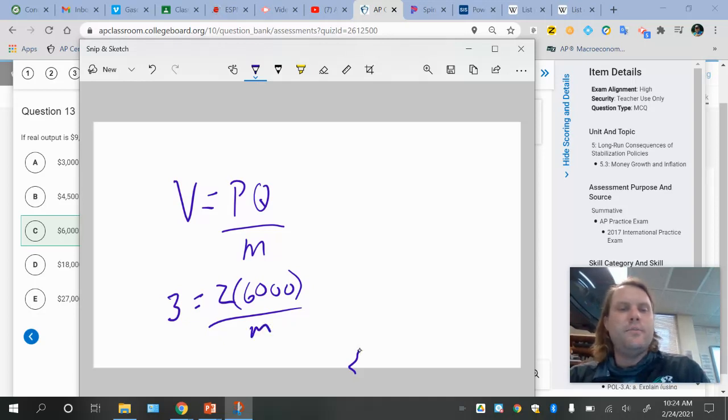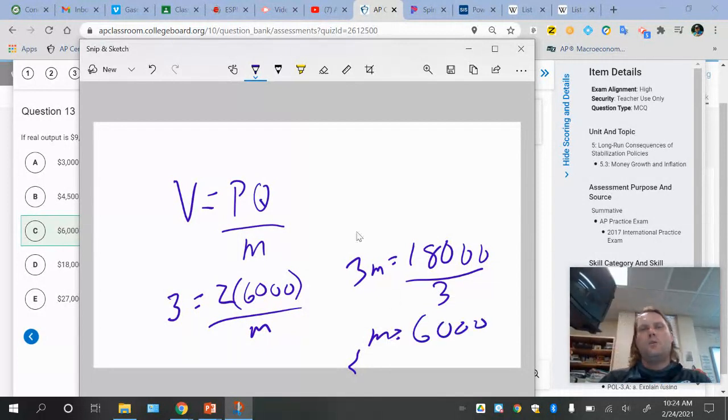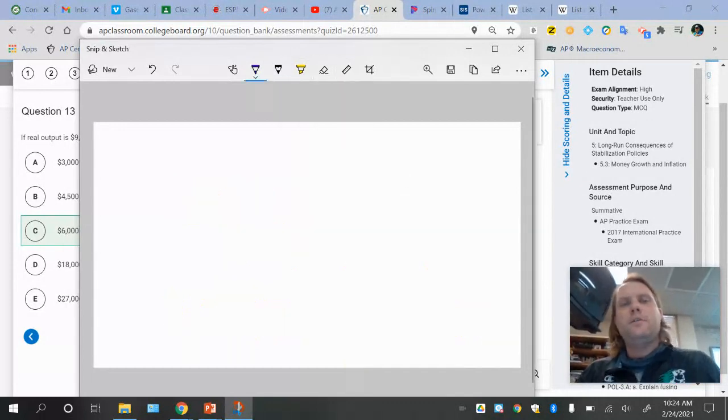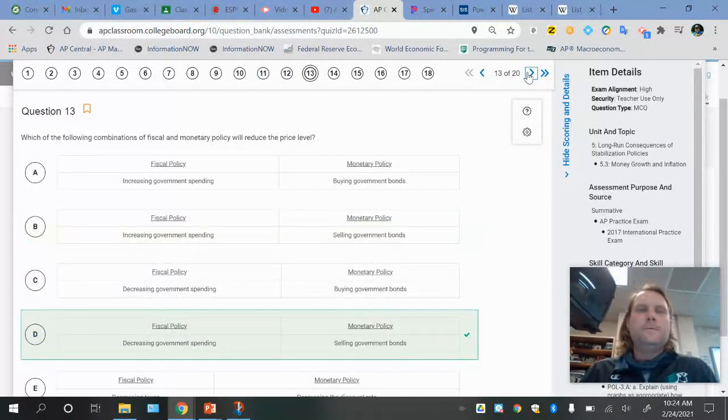All right. Do the math. So now we got 3M equals 18,000. Right, divide by 3, M equals 6,000. I had to look that up. That is no longer in our syllabus. You don't absolutely have to know that, but it is how you would figure that out if you needed to. At least you have an idea, you've seen it if they throw you a curveball.